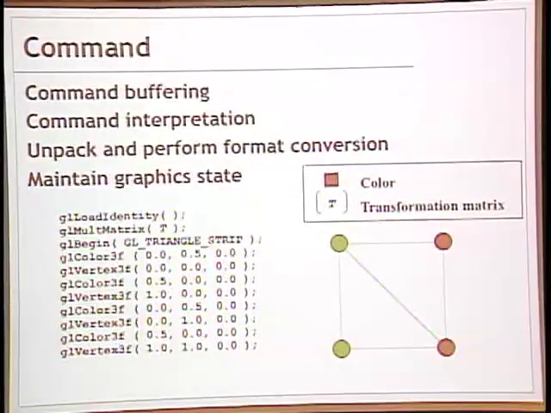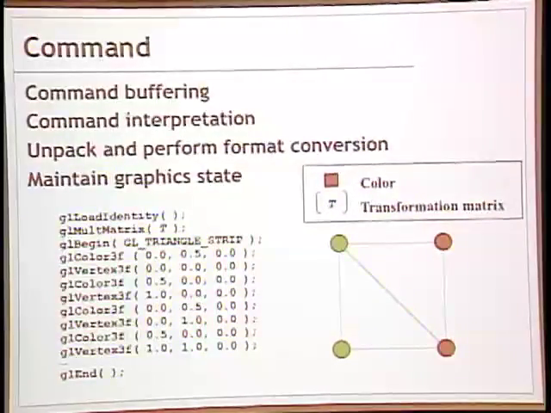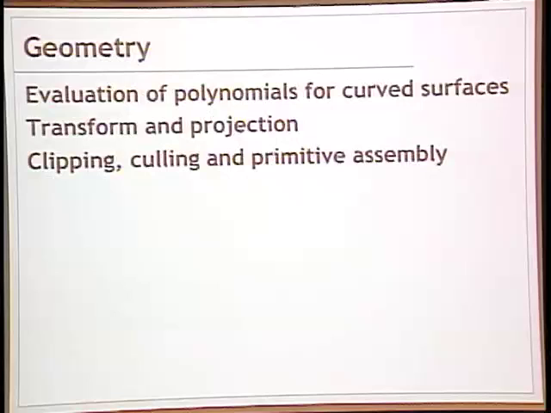Next stage is geometry. Eventually we get to call GL end, and that ends the triangle strip. So in the geometry stage, here are some things that happen. One is that if I specify any curved surfaces, they're actually evaluated here. We're also going to take these objects that we specified in object space, and transform and project them onto the screen. And we're going to do clipping, culling, and primitive assembly.